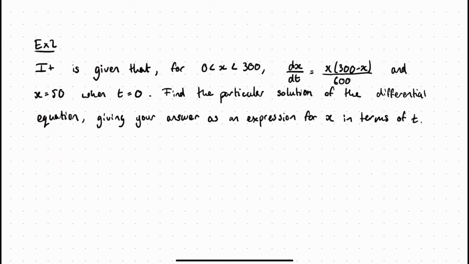Example 2 is given that for x is greater than 0 and less than 300, dx over dt is equal to x(300 minus x) over 600 and x equals 50 when t equals 0. Find the particular solution of the differential equation, giving your answer as an expression for x in terms of t.